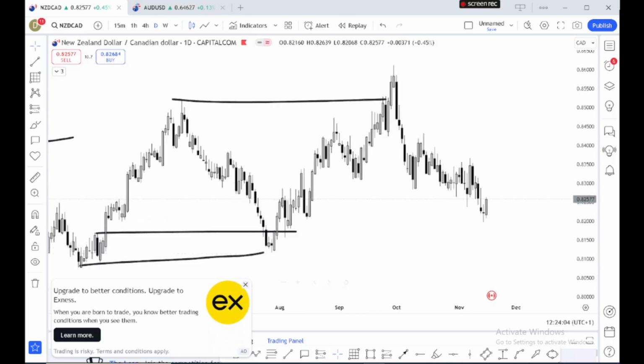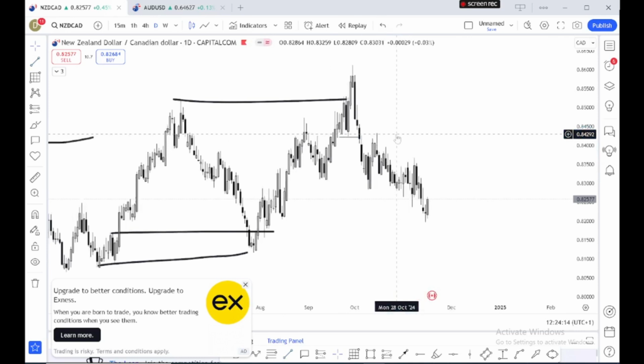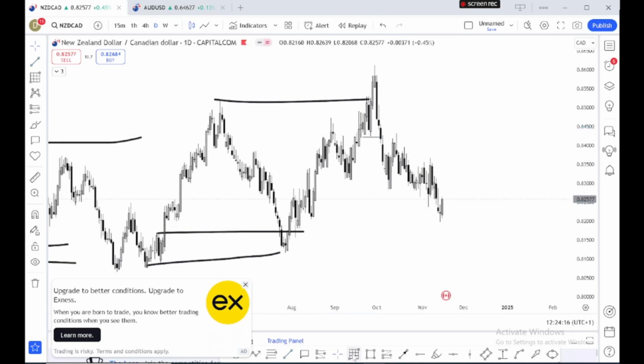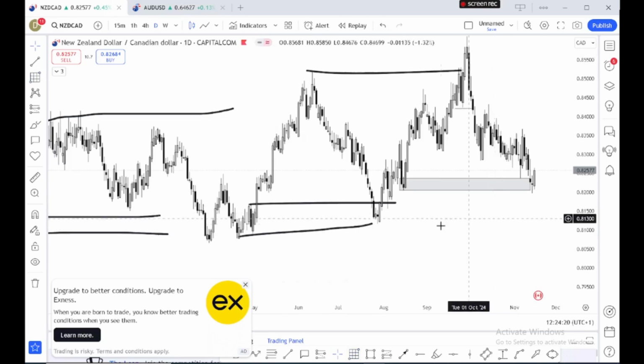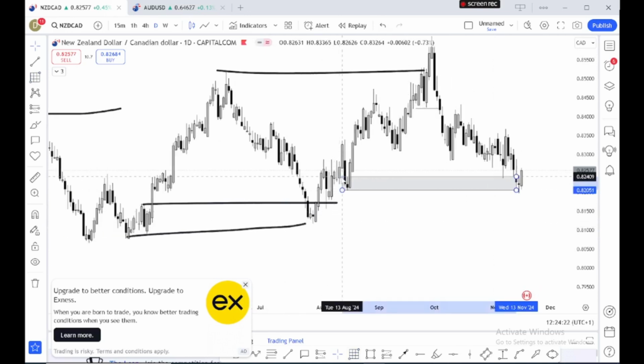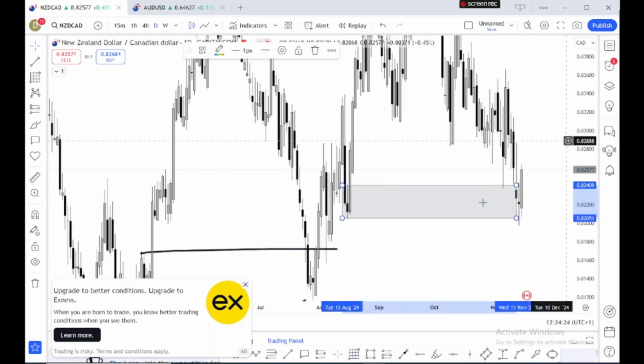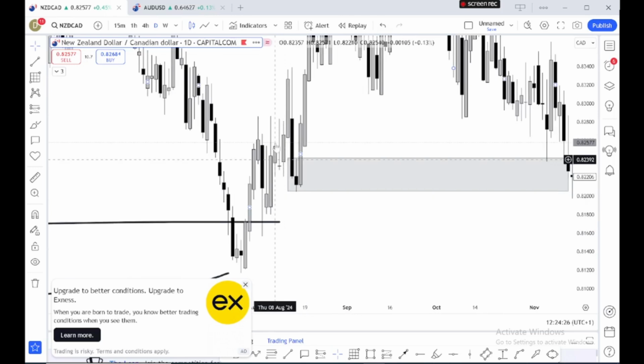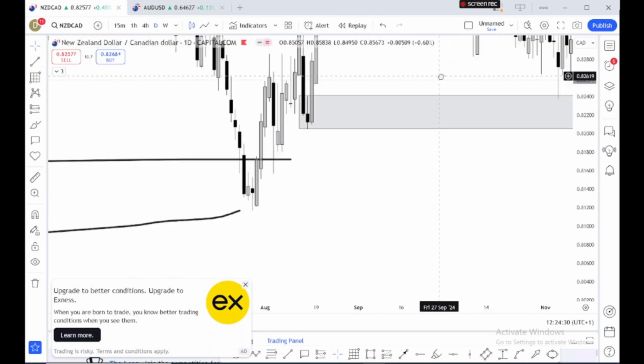So what are we looking for? We are looking for inducement, which is here. Then where is our extreme? Extreme order block here. So as you can see, why do I mark this as an order block? Because it's the order block with fair value gap. So those are the characteristics of a valid order block. This other one has been mitigated.